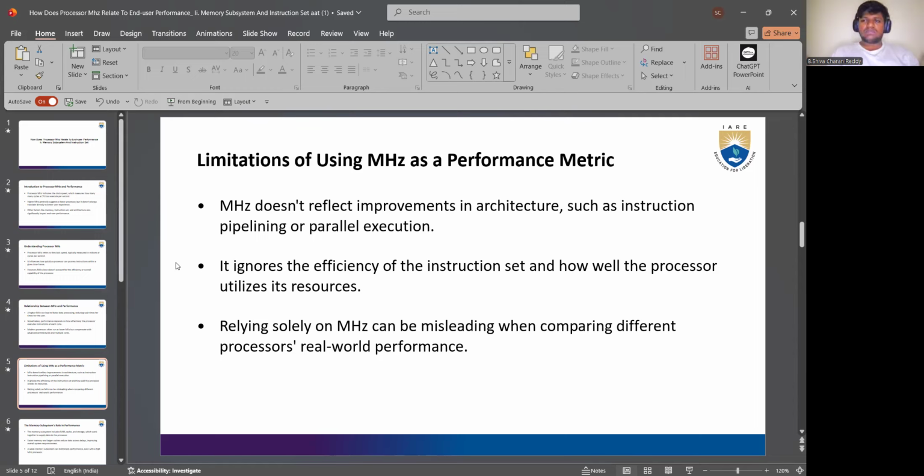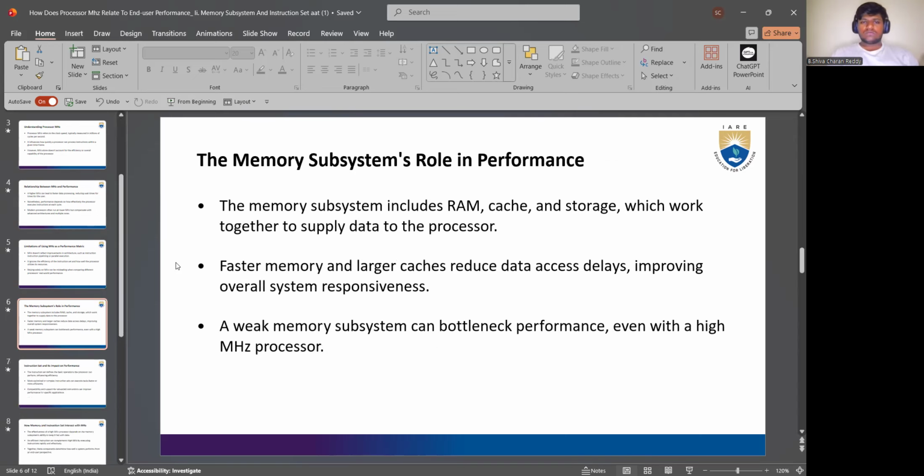Megahertz directly ignores the efficiency of instruction sets and how well the processor utilizes resources; it is definitely not at all related to it. So relying solely on megahertz can be misleading when comparing different processors in real-time usage and real-time performance.